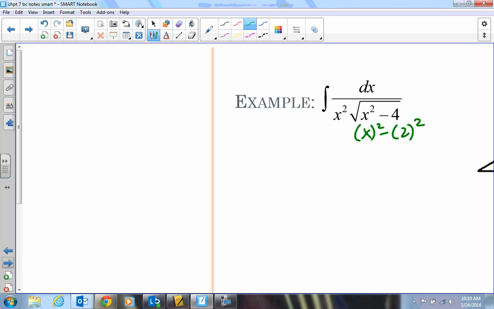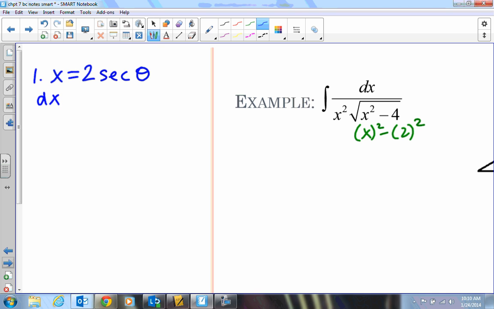But I do see a radical with a u squared minus an a squared, so I should think of this new method. So u in this case is x, a equals 2, and when I see u squared minus a squared, I should think which one? Secant. Go ahead and knock out your dx. You're going to need it.